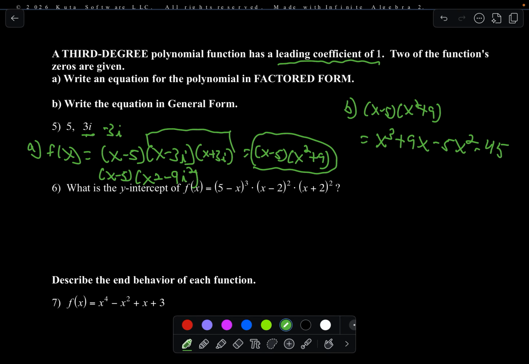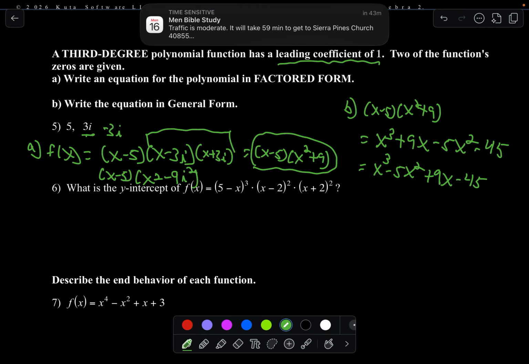Okay? Restructuring and reordering, putting this into standard form or general form: x cubed minus 5x squared plus 9x minus 45. And this is the product right here. That's the general form of f of x. Okay? These two are the same.